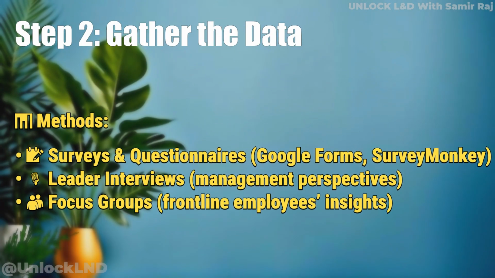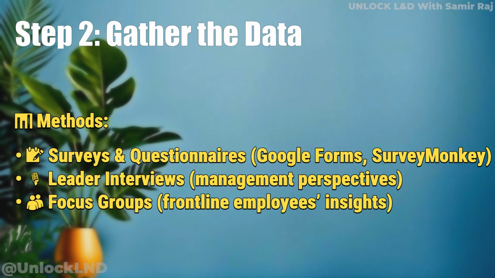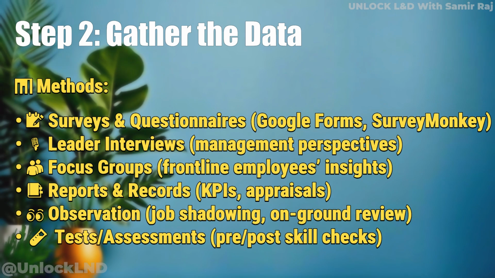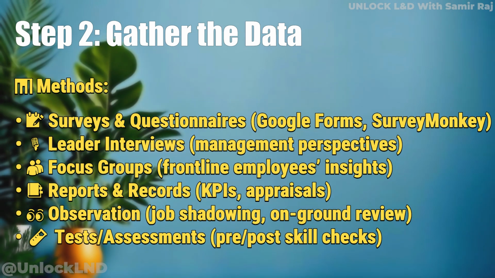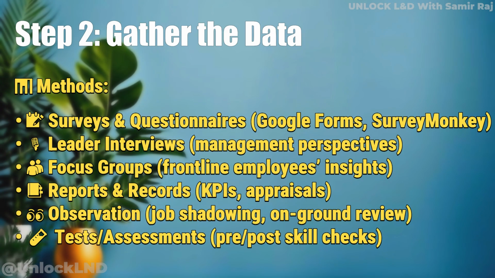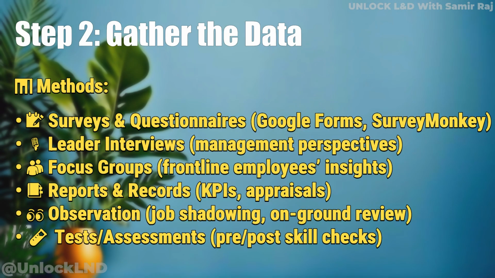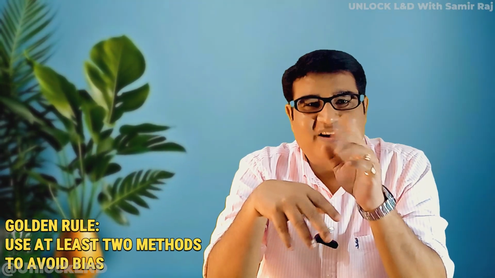And third, get information from focus groups, like frontline employees or knowledge workers. Other useful methods are observation, reviewing performance appraisals, tests and assessments, and an employee advisory committee. But the golden rule is to use at least 2 methods to avoid bias.